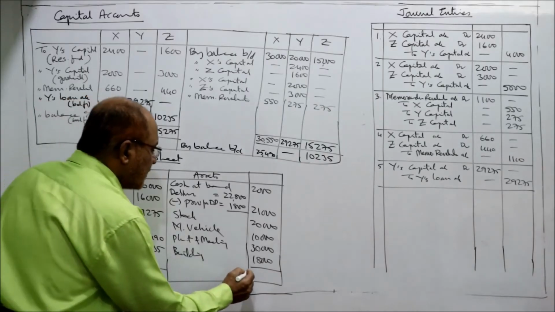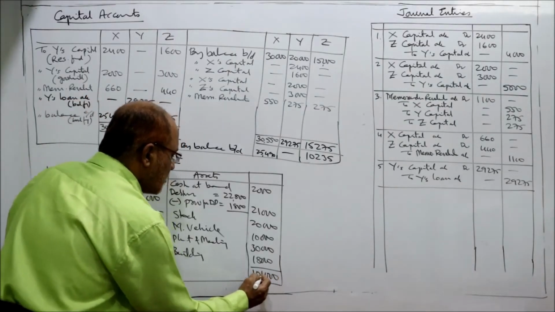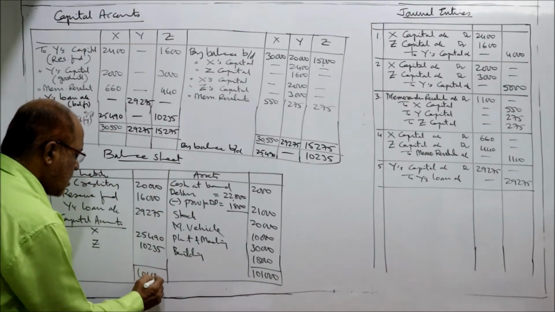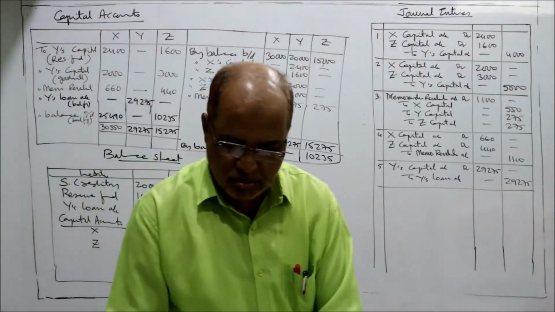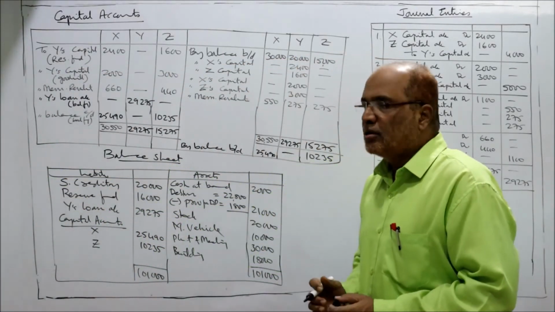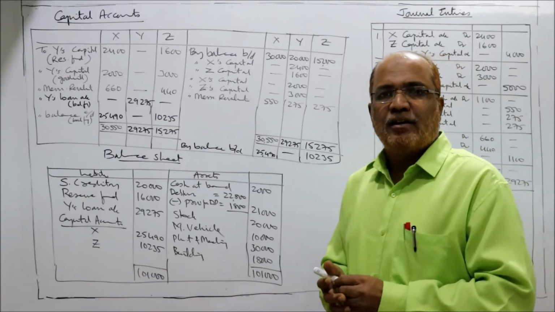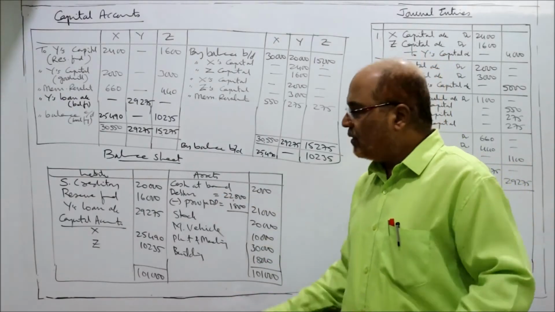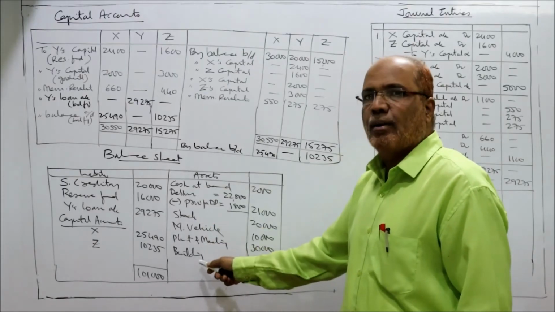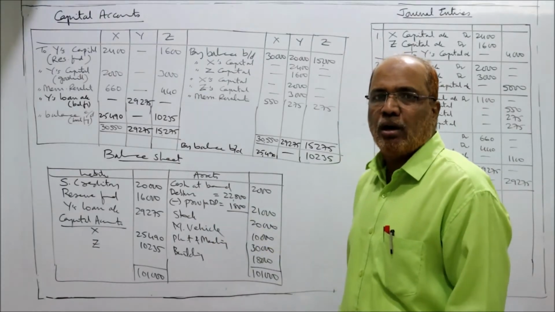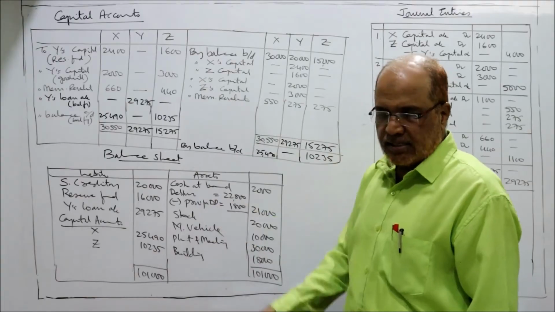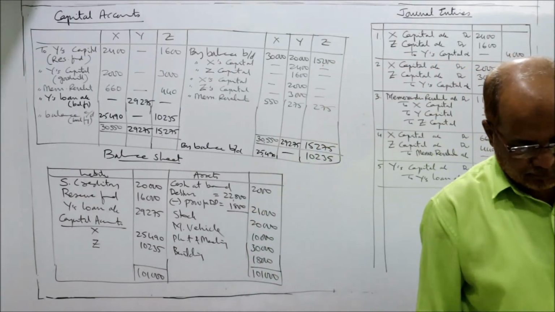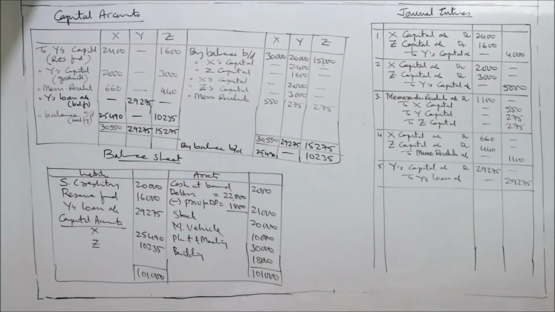Balance sheet total 1,01,000. That's all. Finished. So this is the second case where the original values are restored. Ab pehle jo balance sheet mein values the, same balance sheet values have come. There is no change at all. So this is the second case. Take a pause and then copy it down.